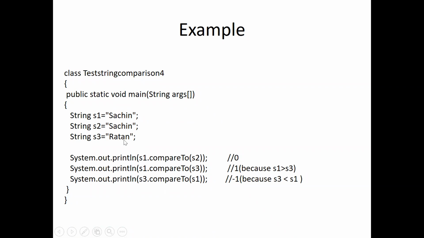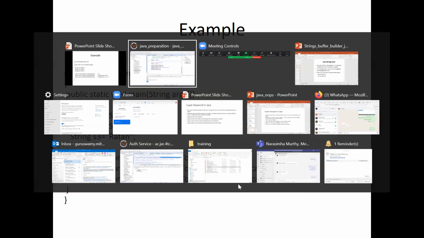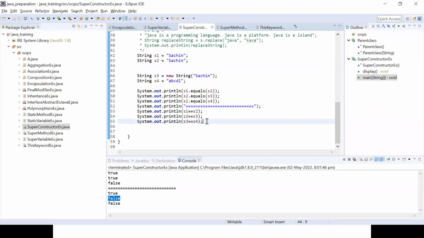S3 is Ratan, S1 is Sachin. In this case the second one is bigger, that's why it is returning -1 here. Clear? Any doubts? Let me explain here itself.